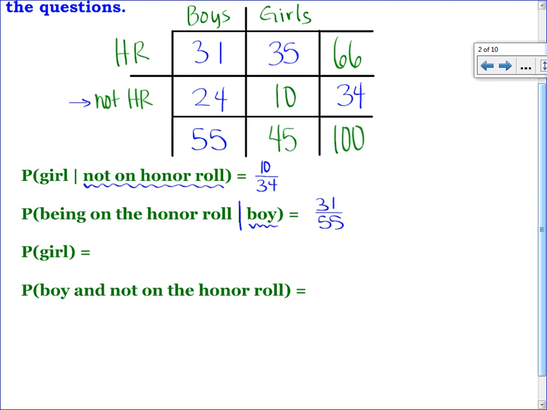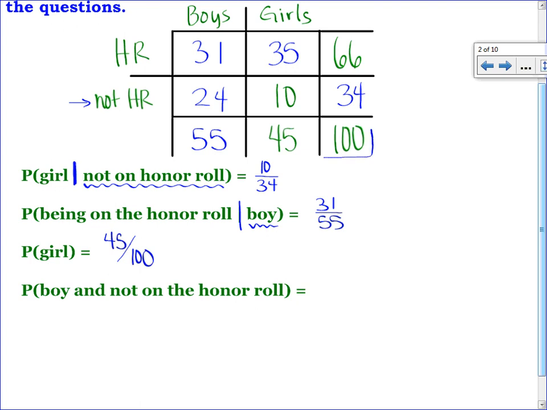What about the probability of picking a girl? There's no vertical line here. When you don't have a vertical line, you're looking at the total numbers. So probability of picking a girl, where we know there's 45 girls out of the total of 100 kids in the 9th grade. So when you don't see this vertical given bar right here, you're looking at everybody in the sample.